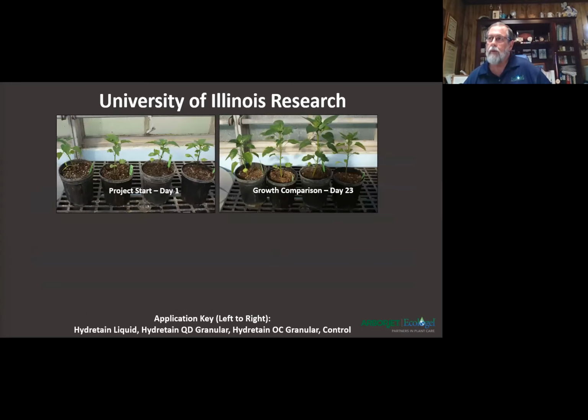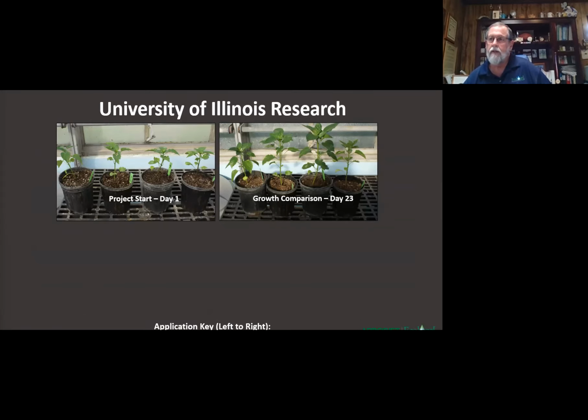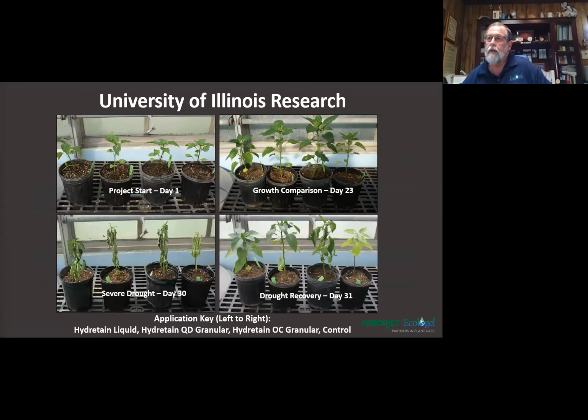We see the same thing in peppers, the same pattern: liquid, the QD, the organic compost one, the control. And you see that the leaves are larger, the plants are taller, they're just performing better. They're just getting more fertilizer out of that fertilizer dollar you're putting in. And when you take them to a severe wilt, again, they respond very quickly, a day or two after irrigating.